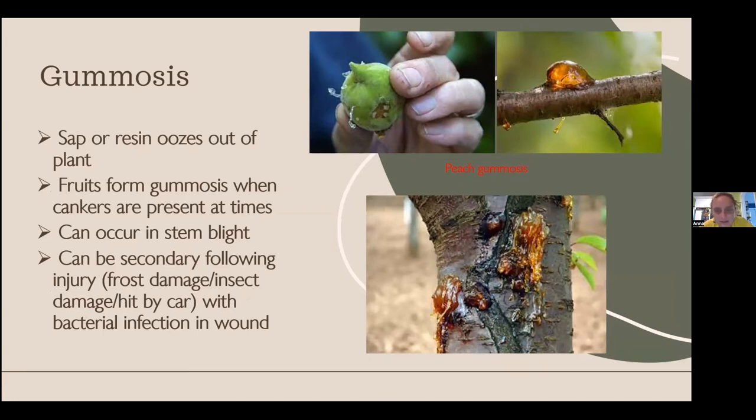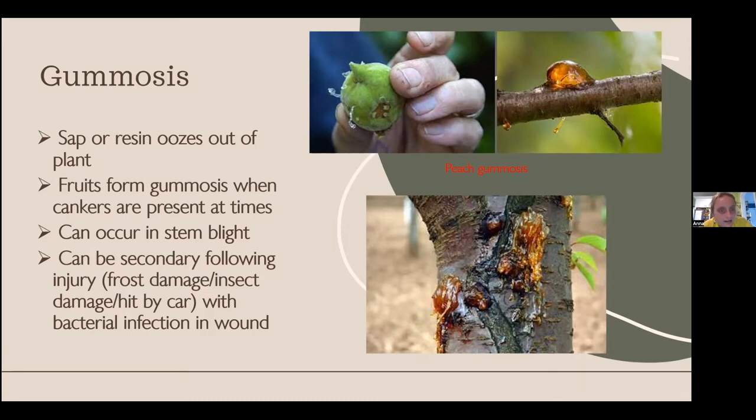So remember that bacterial canker we looked at a few slides back. It's actually making this ooze. It's mixing with the sap, and that's kind of gummy and sticky, and that's gummosis. It can occur with stem blight. That's that upper right-hand picture where that stem has been damaged by the blight pathogen, and now it's oozing that bacterial ooze and a little resin or maybe sap to cause the gummosis.